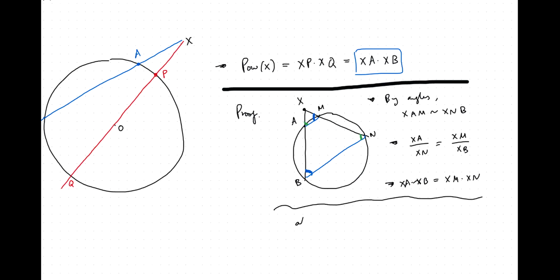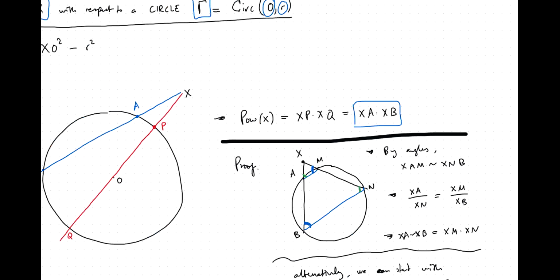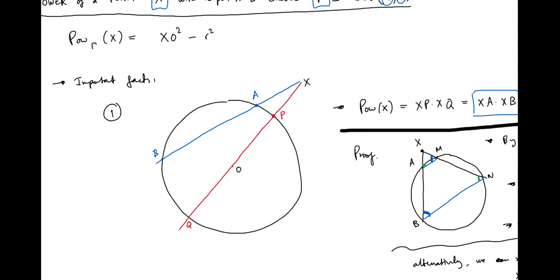Alternatively, we can start with XAN similar to XMB. But by permutation symmetry, it's the same thing. But in the picture, it looks different. Maybe the angle chasing of this looks different in the picture, but they are the same things. Anyway, this time you would have XA over XM equals XN over XB, and you would still have the same equality. So if one of these is the diameter, you can get this equality, and you can see that all of these are equal to the power.